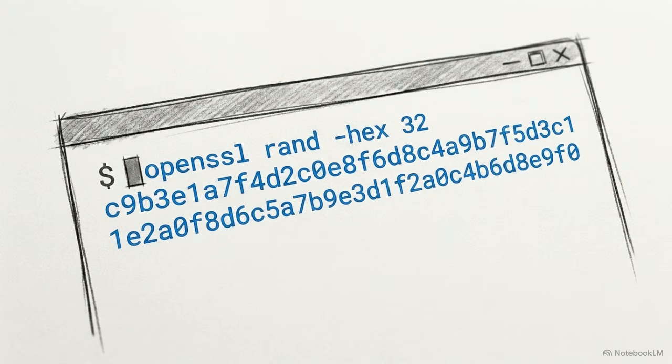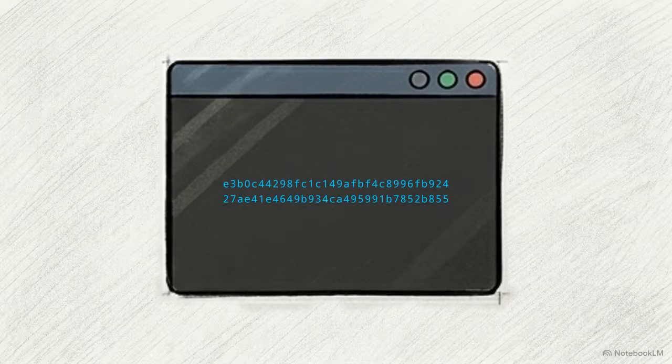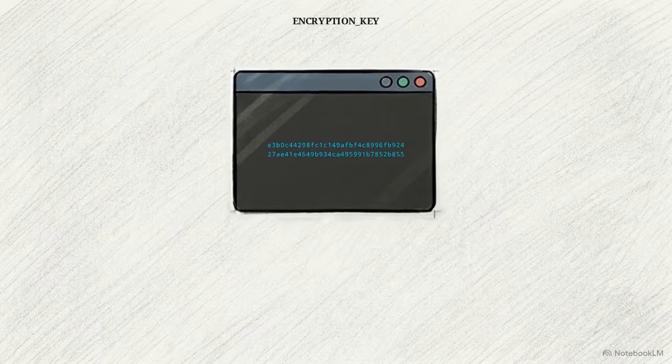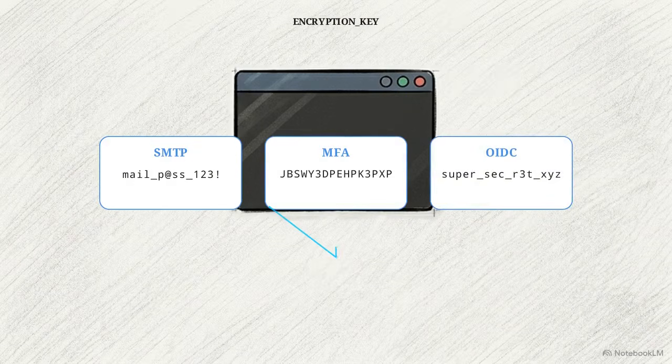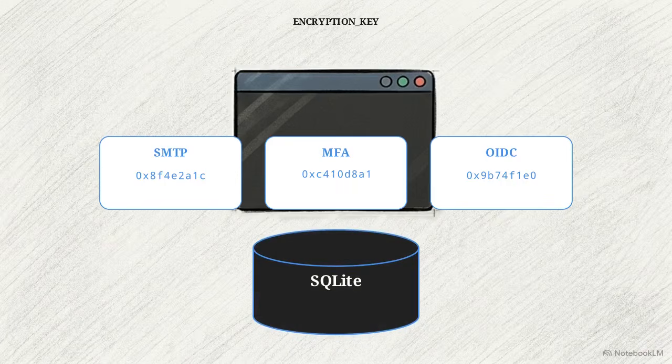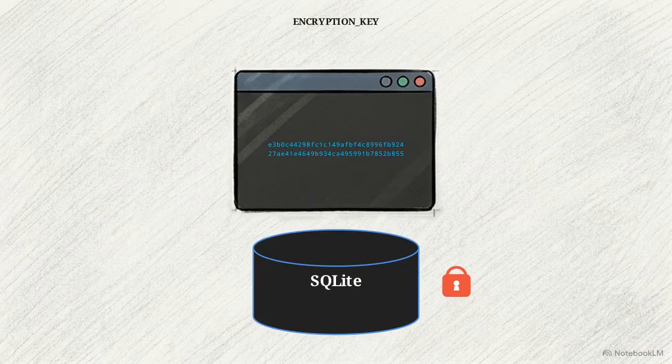You need to generate a 32-byte hexadecimal string using OpenSSL to secure your deployment. This string is your encryption key. The backend uses it to symmetrically encrypt sensitive data, including SMTP passwords, MFA seeds, and OIDC secrets, before they are stored at rest in the database.